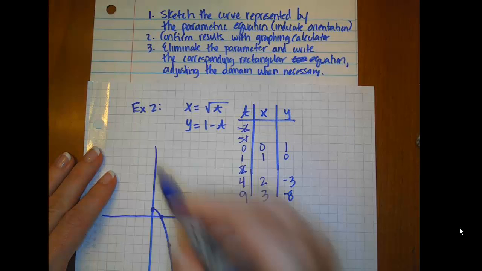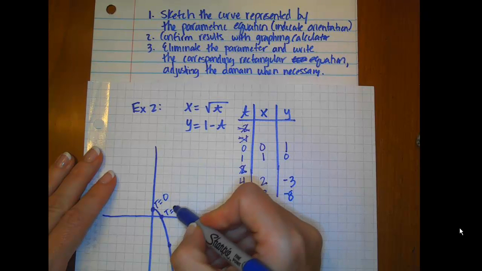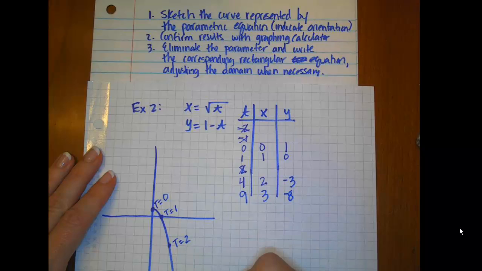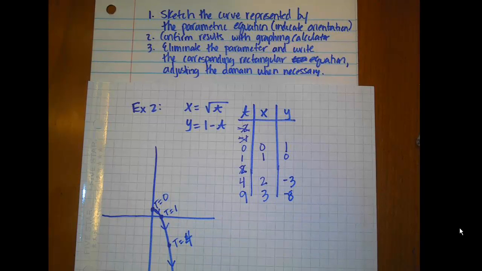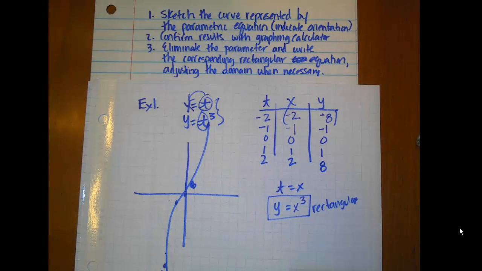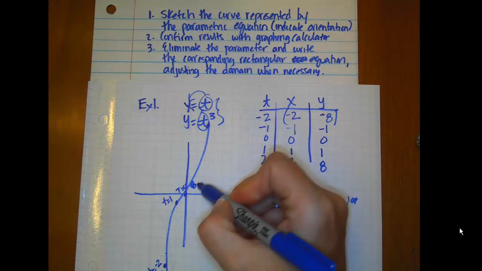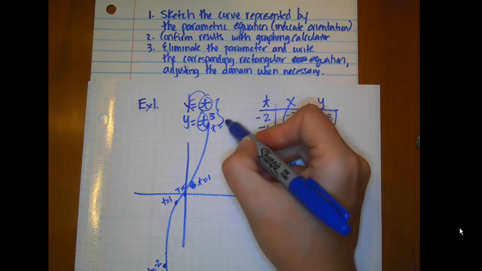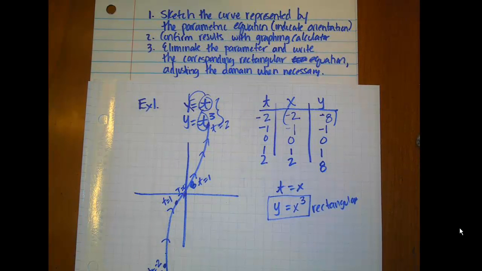But in this problem, notice how I started here. This is when t equaled 0. This point is when t equals 1. This is when t is equal to 4. This is when t is equal to 9. And so this is the direction if an object was moving along that path. If I pull up the previous problem, we know that at -2, 2, this is when t was equal to -2, t is equal to -1, t is equal to 0, t is 1, and t is 2. So this would be the orientation of my parametric graph. Okay, just want to make sure I cleared that up.